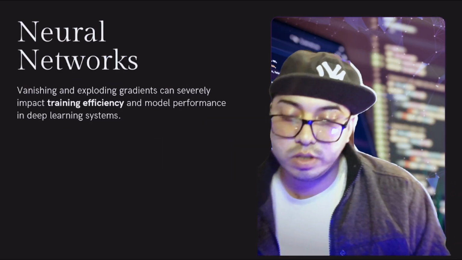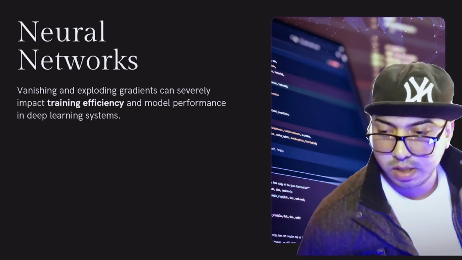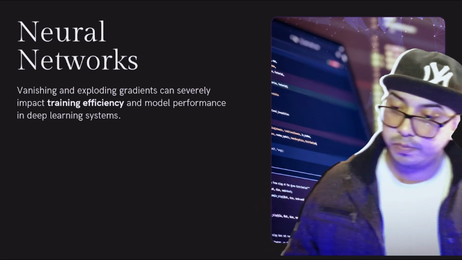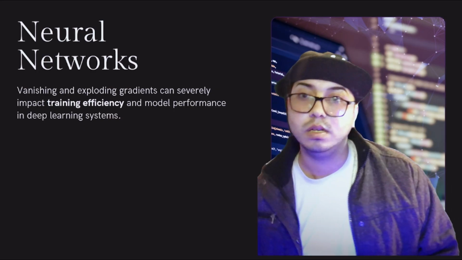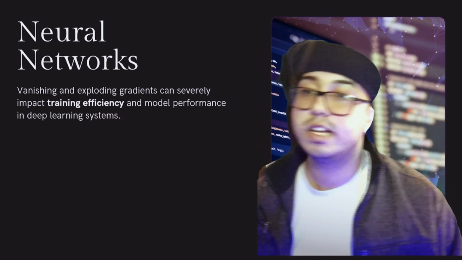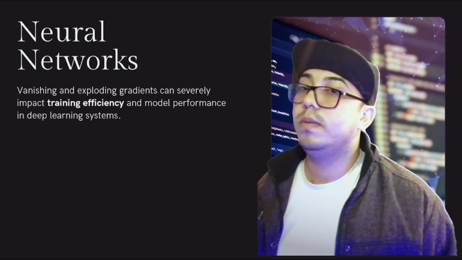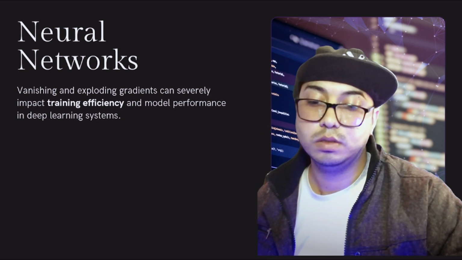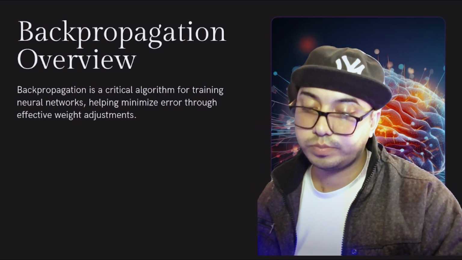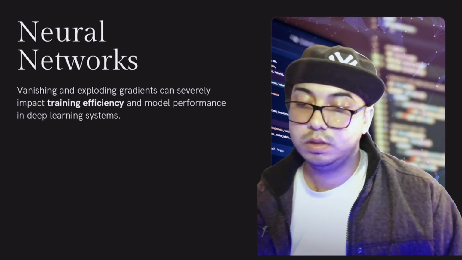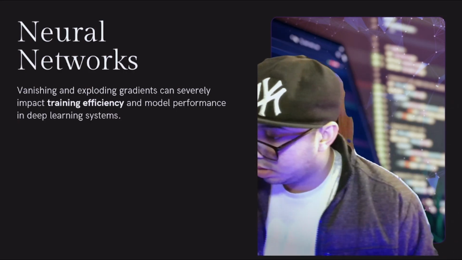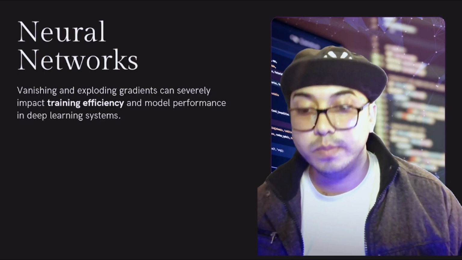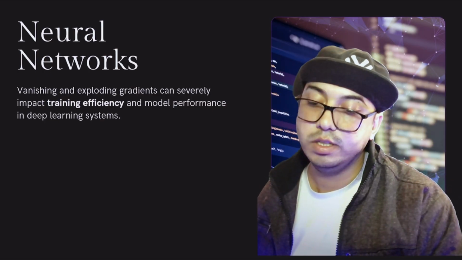Now we are going to understand vanishing and exploding gradients. In deep neural networks, gradients can become very small or very large. This makes training difficult and unstable. Vanishing and exploding gradients can severely impact training efficiency and model performance in deep learning systems. Neural networks use backpropagation, which computes gradients layer by layer and updates millions of parameters efficiently based on gradient descent.